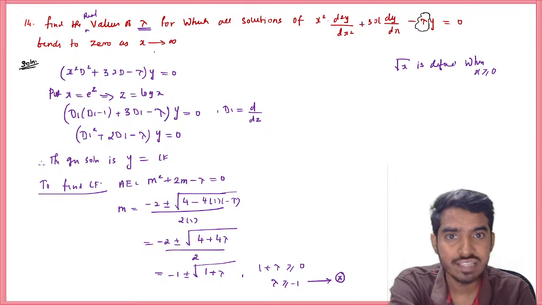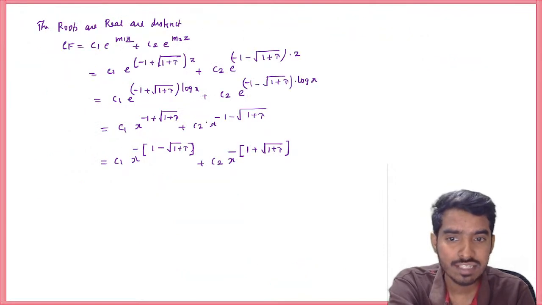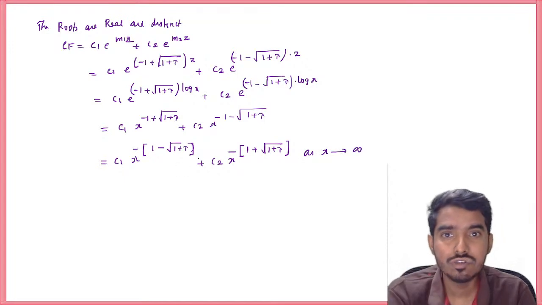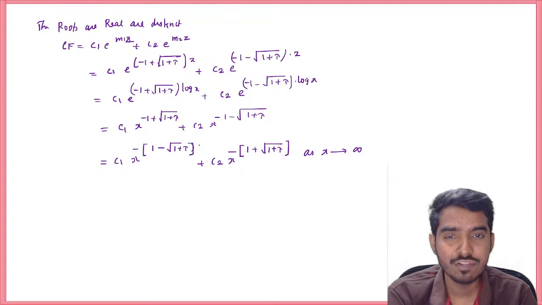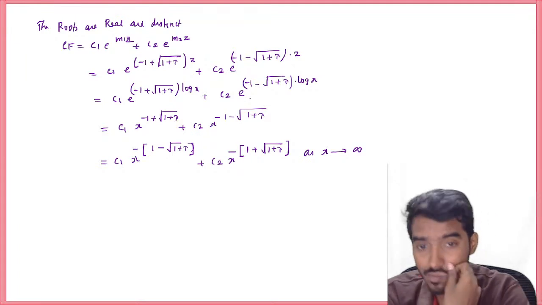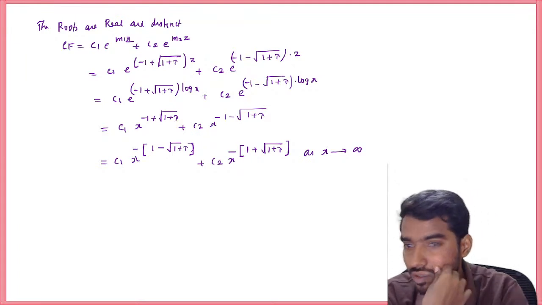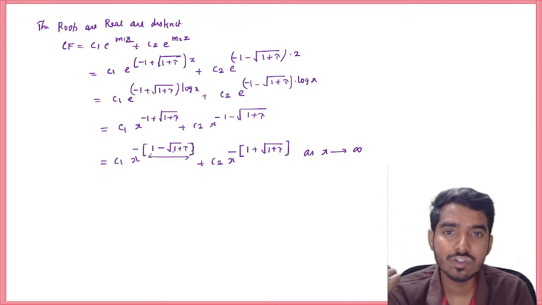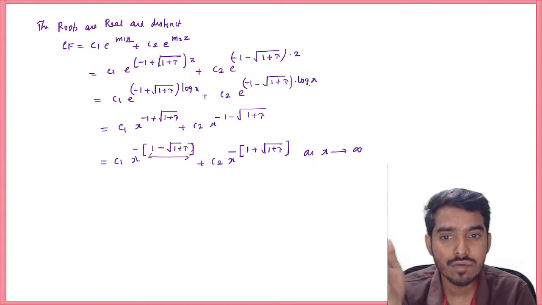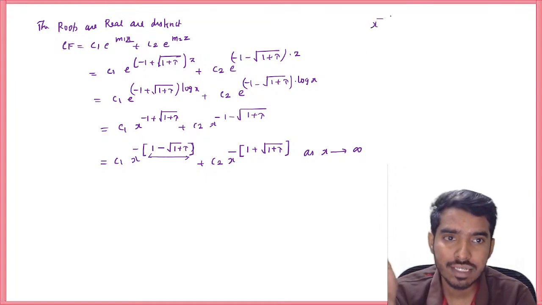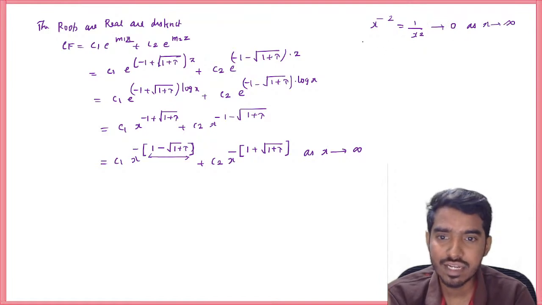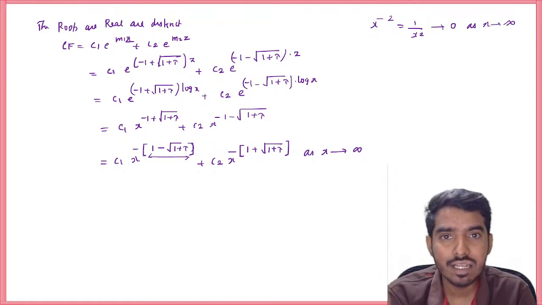Now, we need to find the value of lambda such that the solution of this equation must tend to 0 as x tends to infinity. That means what? What do you have to do? This number has to be strictly greater than 0. Then only we will have x power minus some number that is strictly greater than 0. So I can write this as 1 by x square, which tends to 0 as x tends to infinity, right?